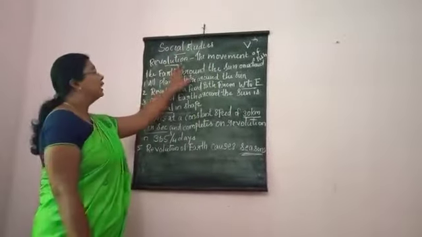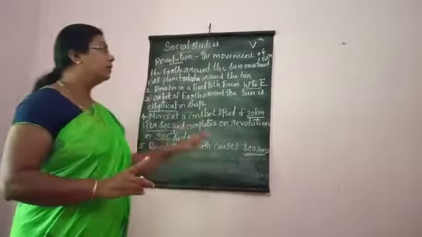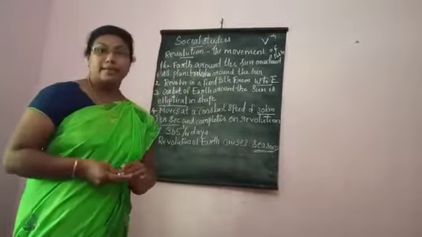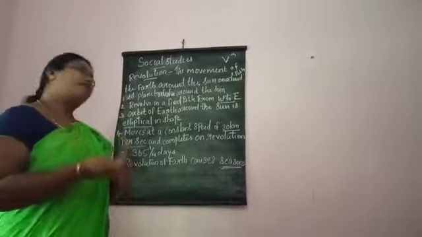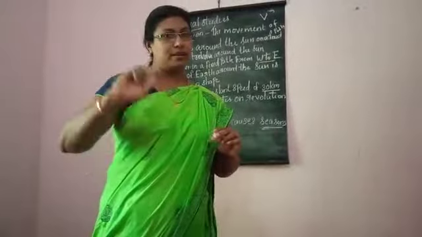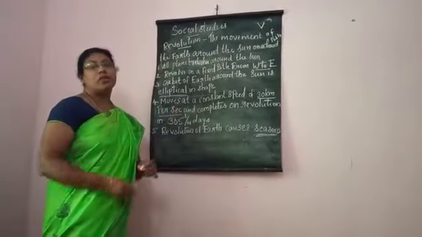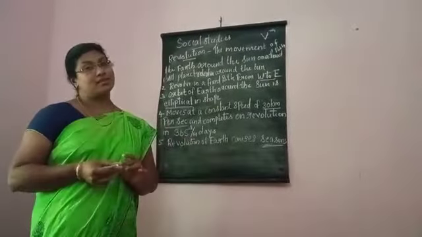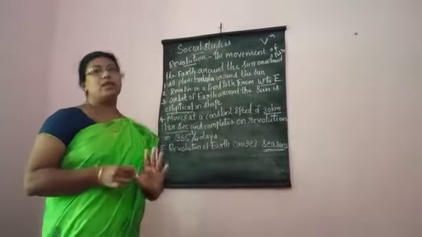Once again, I will explain for you. A revolution is the movement of the earth around the sun on a fixed path. All the planets revolve around the sun, in a fixed path from west to east. The orbit of the earth around the sun moves in which shape? Elliptical shape. The next one, it moves at a constant speed of 30 kilometer per second and it completes one revolution in 365 and 1/4 days. And revolution of the earth causes seasons.